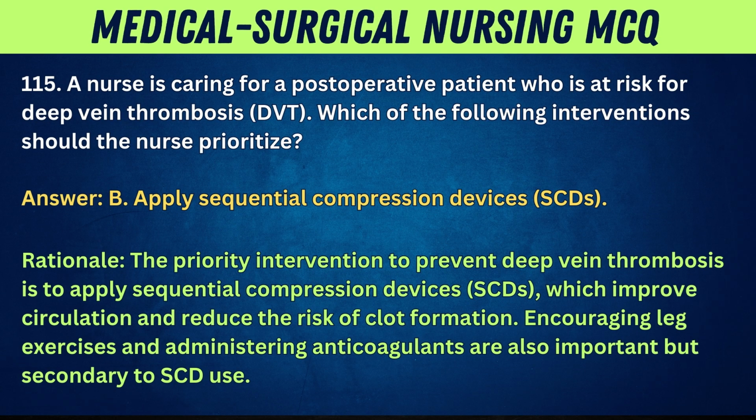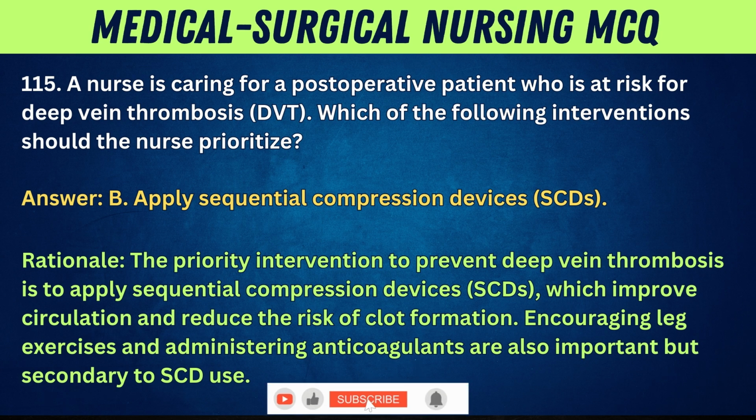Answer: B. Apply sequential compression devices, SCDs. Rationale: the priority intervention to prevent deep vein thrombosis is to apply sequential compression devices, SCDs, which improve circulation and reduce the risk of clot formation. Encouraging leg exercises and administering anticoagulants are also important but secondary to SCD use.